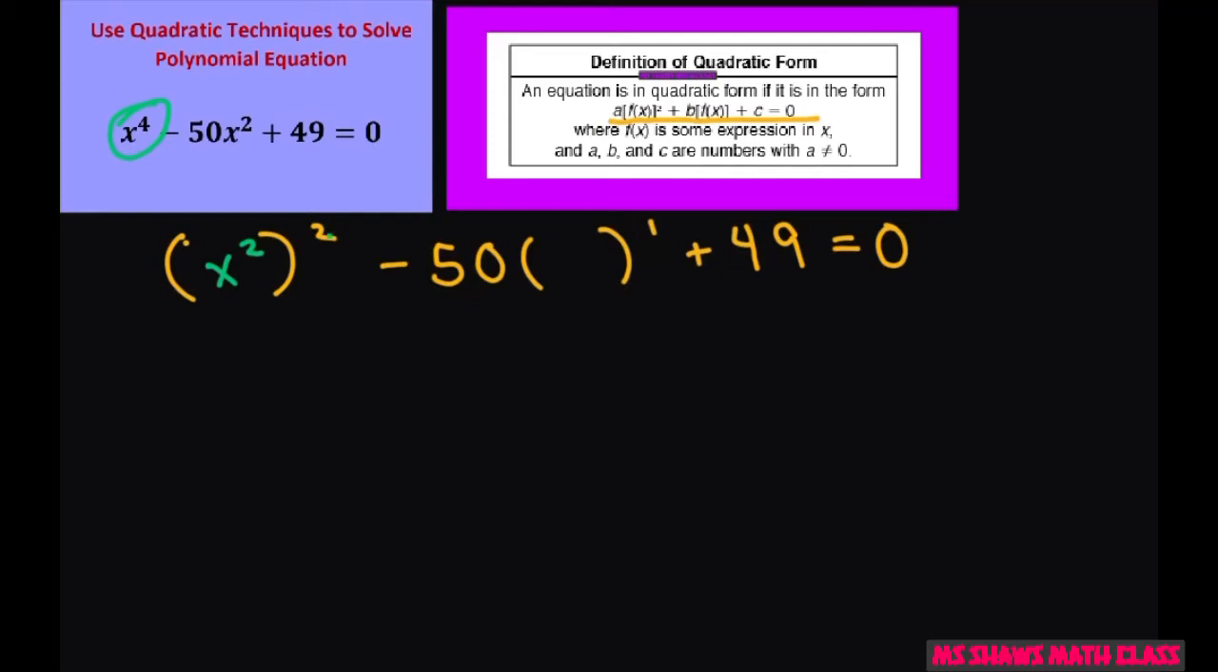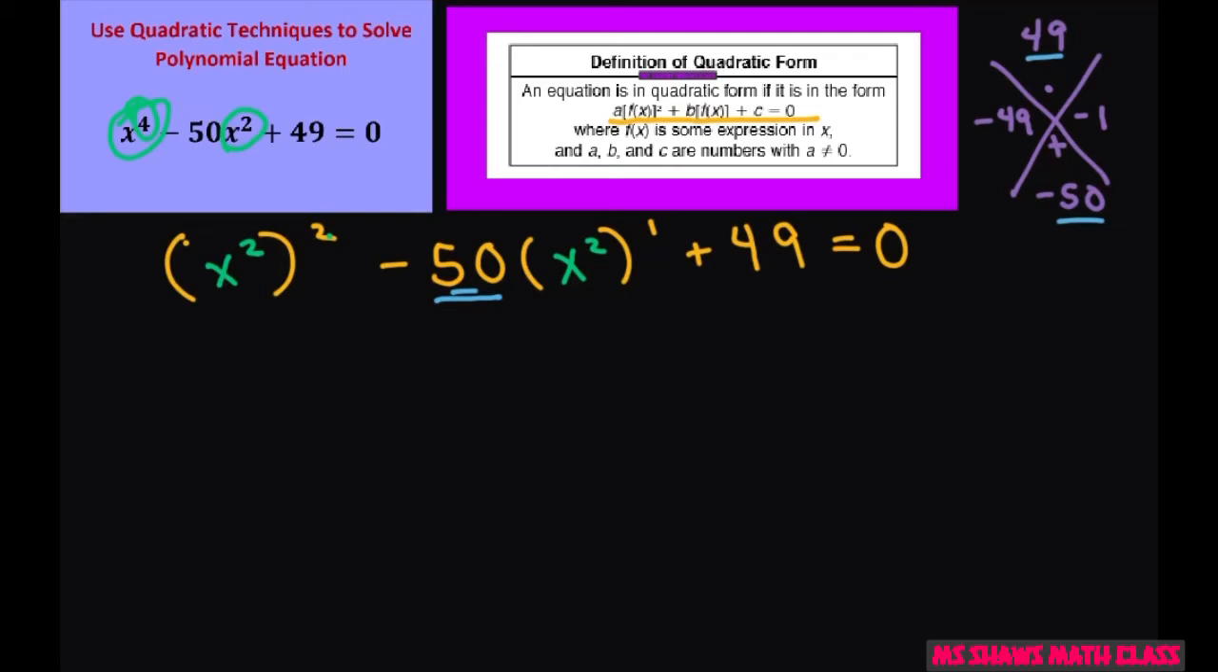Because 2 times 2 is your 4. So you use your power property of exponents. And then this is just going to be x squared because that's what we want. Now we're going to factor this. We need 49 when you multiply together, but a negative 50 when you combine them. So that's going to be negative 49, negative 1. Because when you multiply those two, you get 49, but when you combine them, you get negative 50, which is our middle term here.